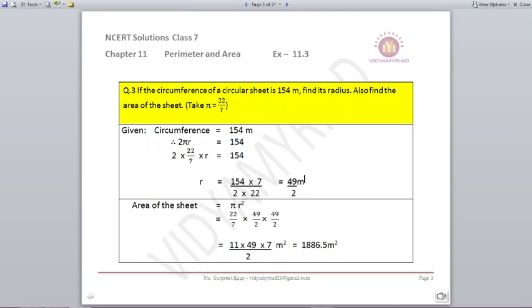Using this information, we will find out the area of the sheet. Now, what is the area of the circle? Pi r square. Pi is 22/7. Radius is 49/2 multiplied by 49/2. Solve it and you will get your answer as 1886.5 meters square.